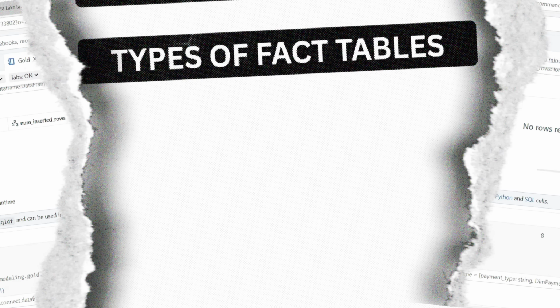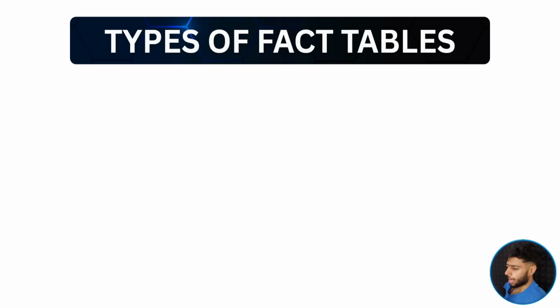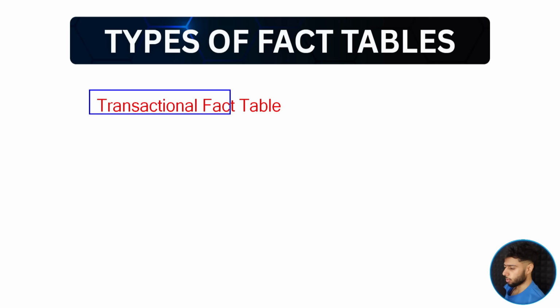Let's try to talk about types of fact tables. Yes, we do have types of fact tables as well, and let me tell you what they are. First of all, the very basic and most widely used fact table type is the transactional fact table. What is a transactional fact table? I think you can also call it the default fact table. Why default?